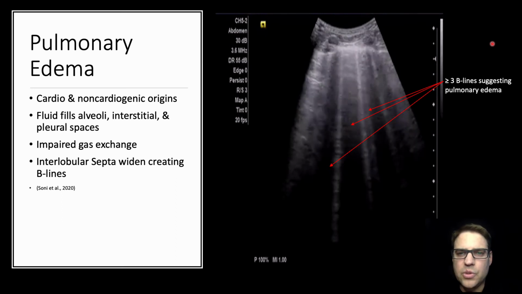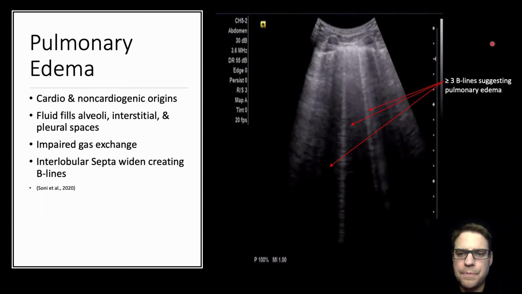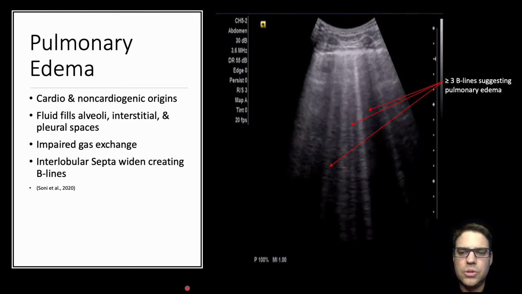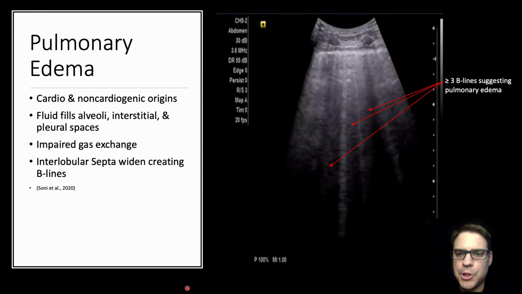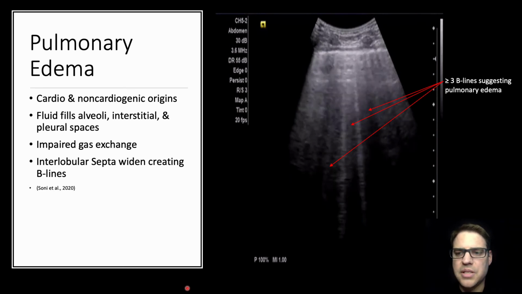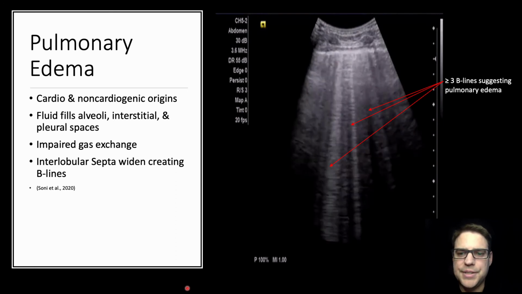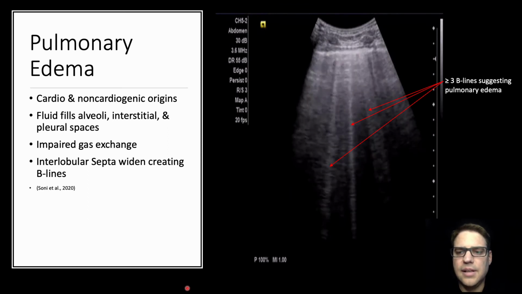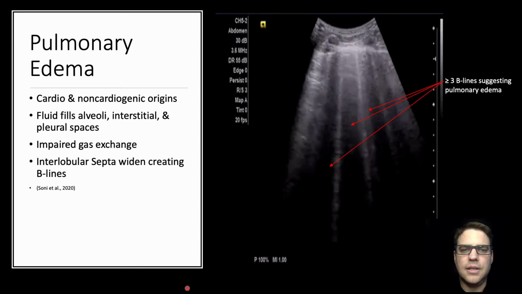Pulmonary edema is a common source of dyspnea, and it has cardiogenic and non-cardiogenic origins. In pulmonary edema, the alveoli, interstitial, and pleural spaces fill with fluid, resulting in impaired gas exchange. Flooding of the lungs widens the interlobular septa, causing them to fall within the resolution of ultrasound, which creates B lines. Pulmonary edema does not interfere with normal lung sliding unless a large pleural effusion exists, nor does it cause lung consolidation.